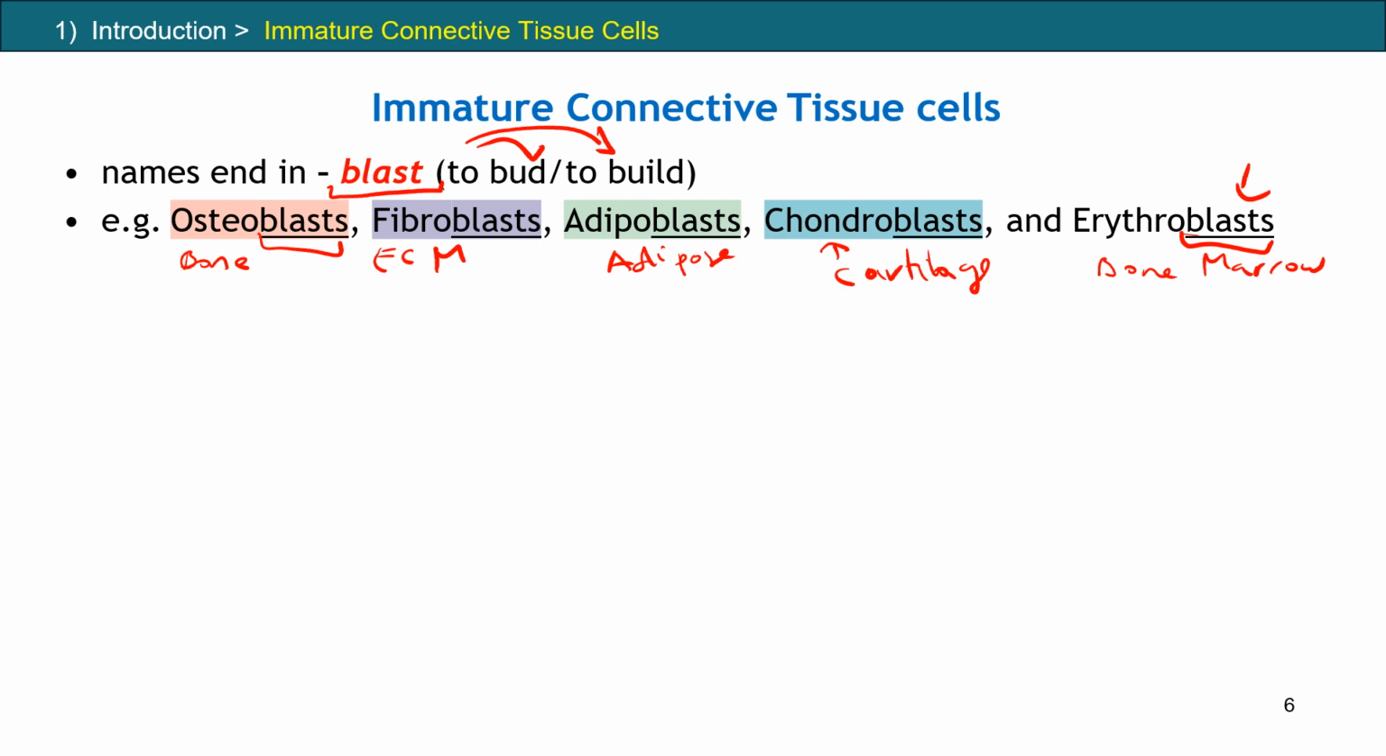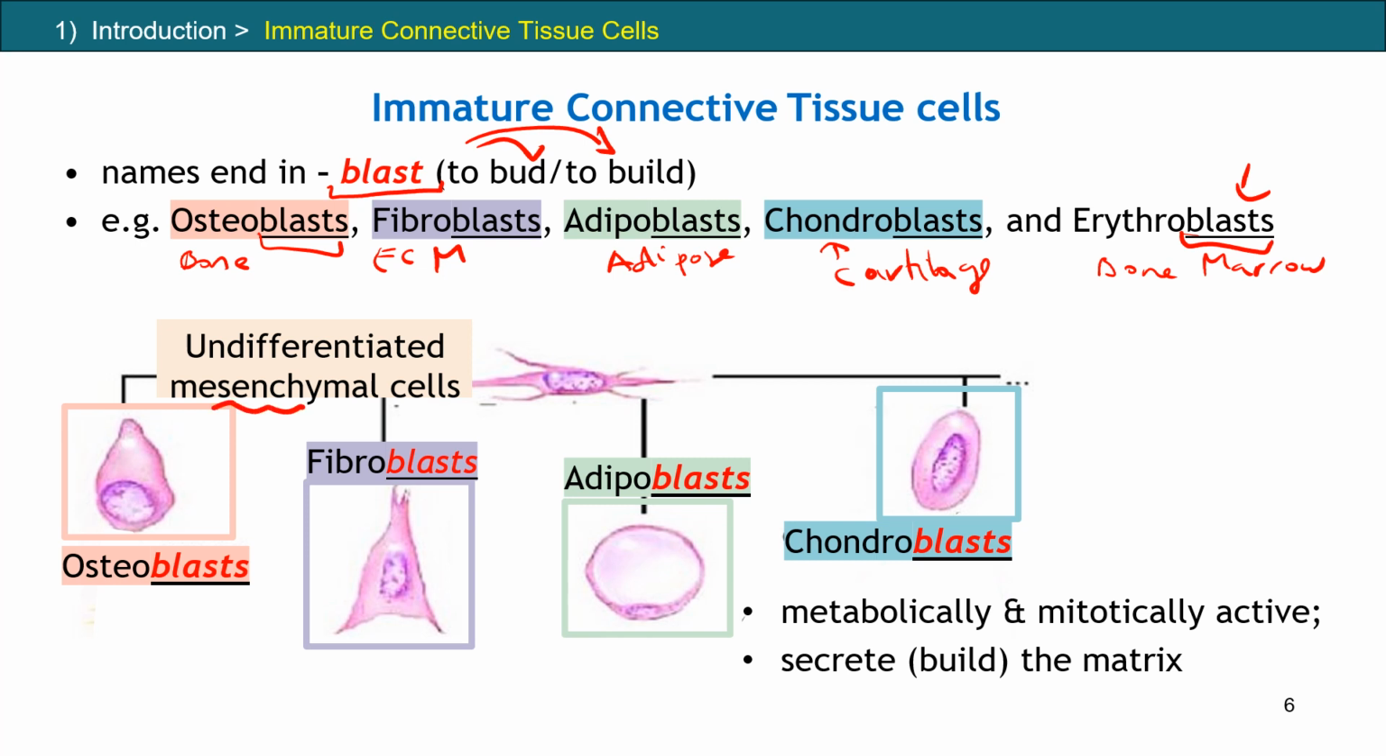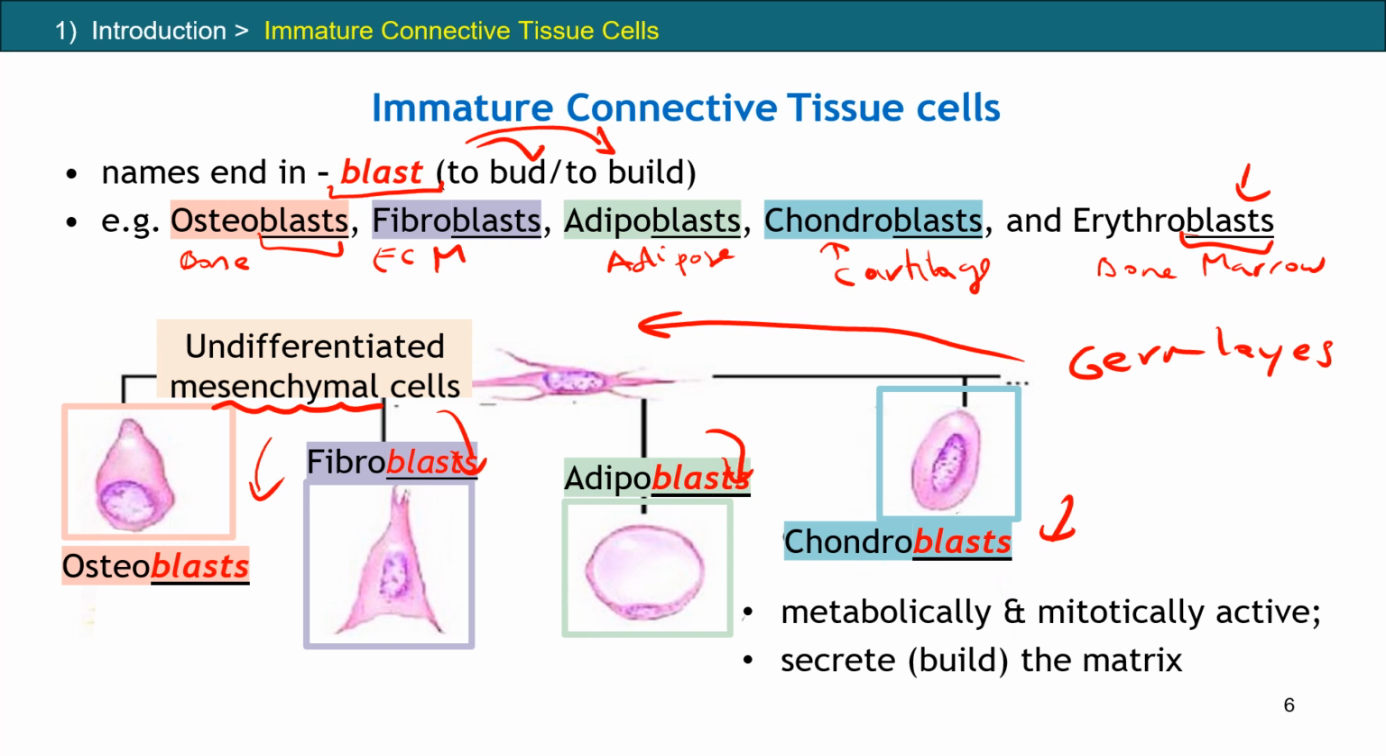Okay, so remember, all these cells come from undifferentiated mesenchymal cells, and the mesenchymal cells come from the germ layers, the cells that originate ectoderm, mesoderm, and endoderm. All these produce all the stem cells that are undifferentiated. They form mesenchymal cells, and all these mesenchymal cells will end up forming all these different types of connective tissue cells. And remember, this is very important, as they are young, they're immature. They are active metabolically and mitotically, and this is very important because this allows them to repair parts of the tissue. In addition, they secrete, so they are in charge of building the matrix. While the mature cells will only maintain the matrix, this one will build and repair the matrix.